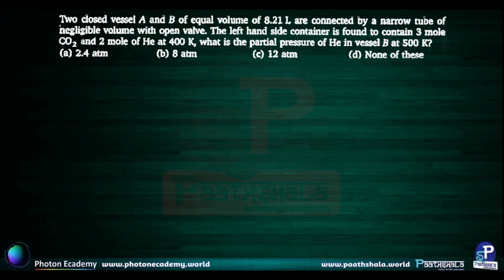Two closed vessels A and B of equal volume 8.21 liters are connected by a narrow tube of negligible volume with open valve. The left-hand side container is found to contain 3 moles CO2 and 2 moles of helium at 400 Kelvin. What is the partial pressure of helium in vessel B at 500 Kelvin?